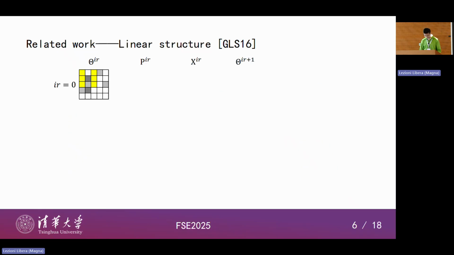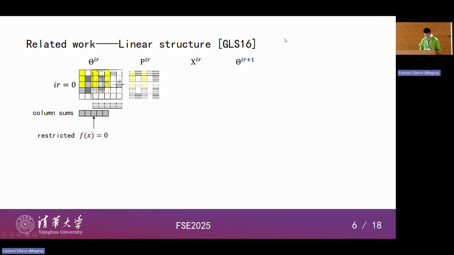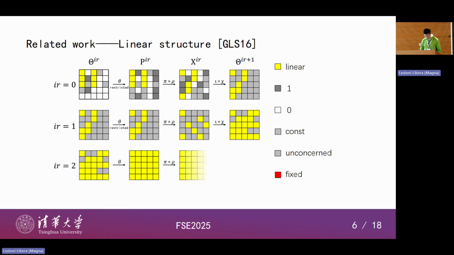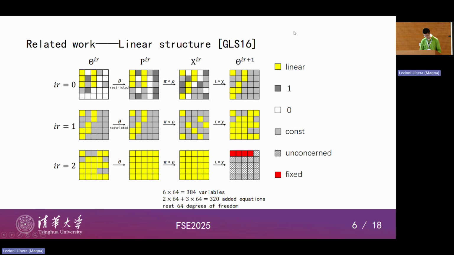When the state is operated by the round function, we add some equations to control the column sums and prevent the diffusion of the variables. Then the state stays linear after 2.5 rounds. There remain 64 degrees of freedom, which can be used to match the output digest.